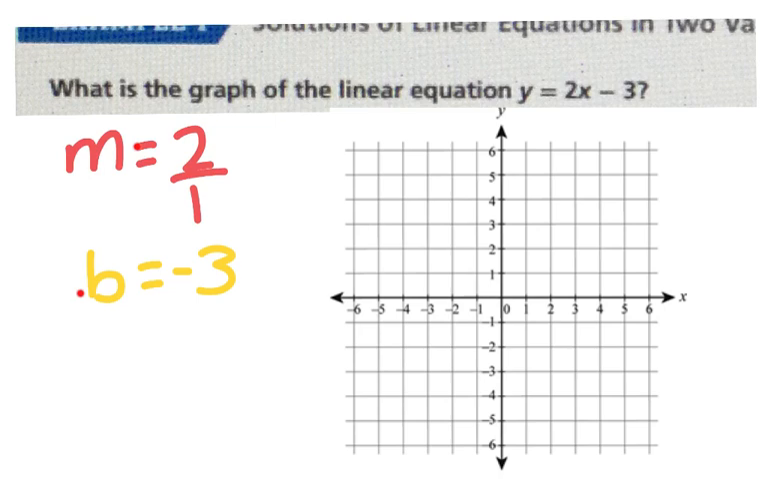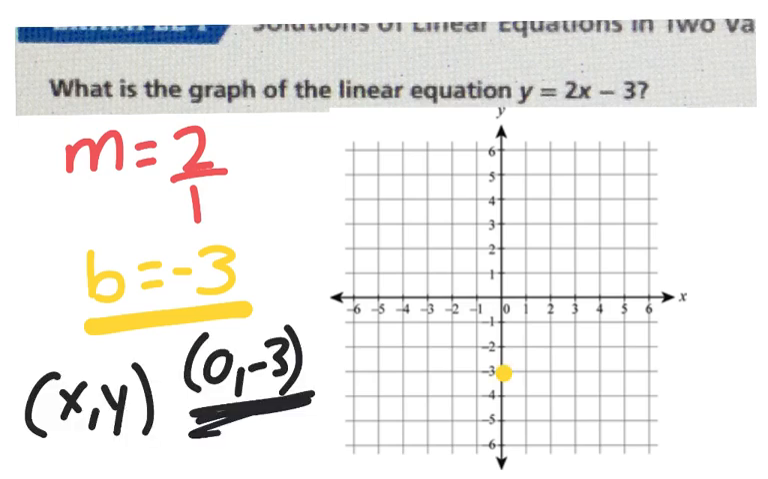Okay, so here we go. Let's graph this. So again, I have to begin with a point. I know the point that is the y-intercept. I cross the y-axis at negative 3. That means I go on my y-axis to negative 3, and I plot that point.